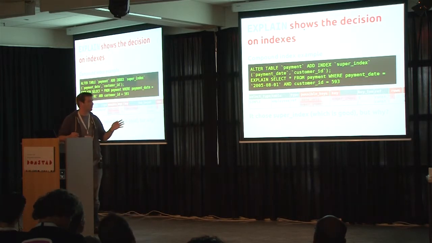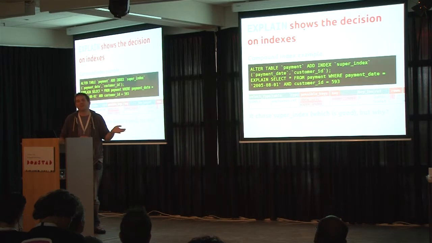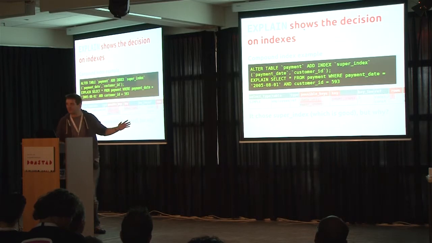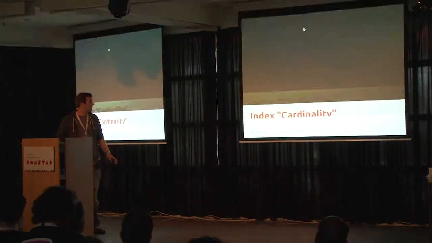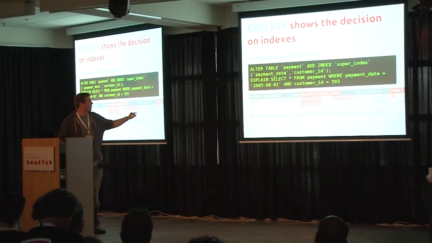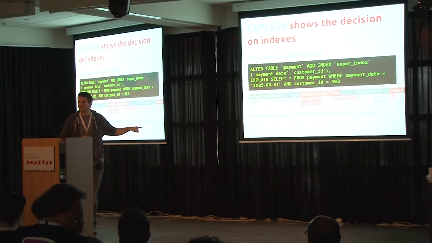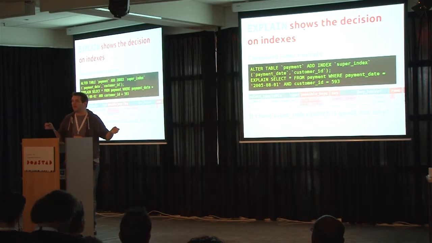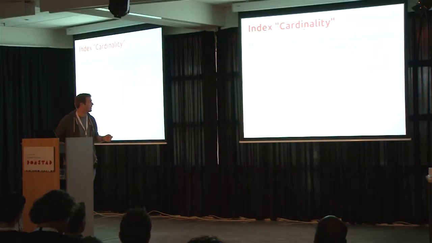Now this problem is incredibly trivial. You could probably use full table scans and nobody would know, but the principles scale. You could do this with 1 million customers and the principles would scale. Oh, we know why it would choose superindex because it's better. But specifically, why would it choose that index? And the answer is something called cardinality.